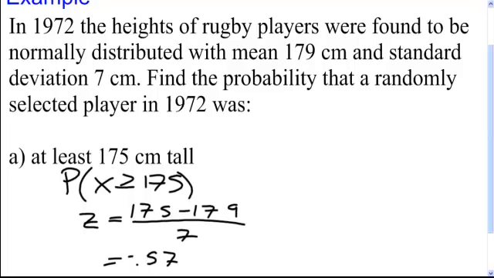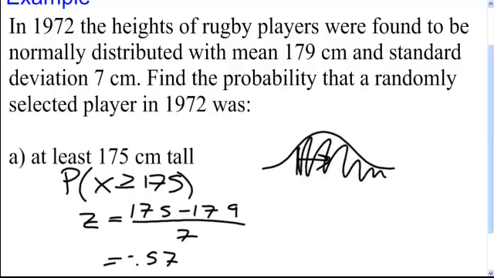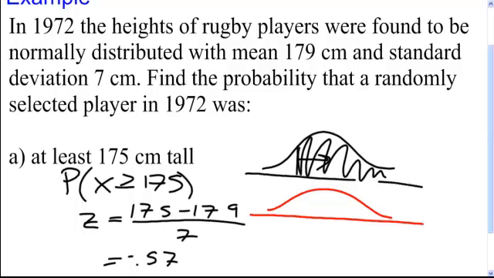So in order to do this, looking at my bell shape, I want the probability that they're at least 175 centimeters tall. So I want from negative 0.57 up. So I want all of these values. Well, that's exactly the same as, so at this point here, this was negative 0.57. That's the same thing as positive 0.57 down, which is the way my table works.